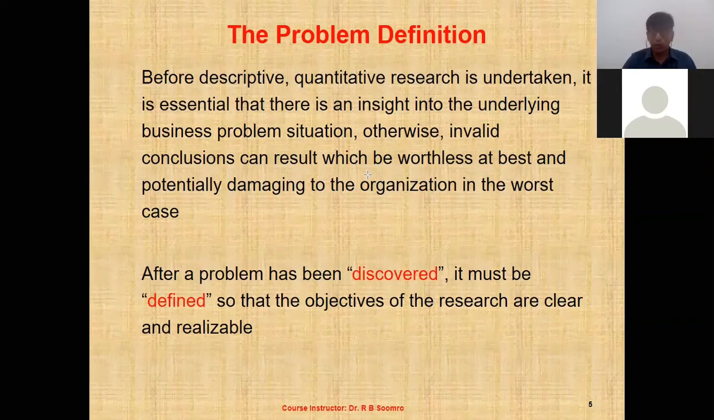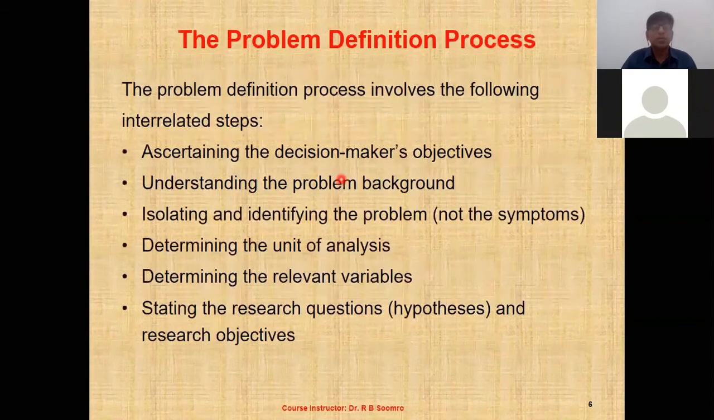You have to define the problem, and then the problem definition process involves an intermediate step, ascertaining the decision maker's objective. What is your objective as a decision maker? Your objective may be to maximize the market share of your company, to satisfy the maximum number of customers by enhancing the quality of your products, understanding the background of the problem, isolating and identifying the problem. So now it's very important to isolate the symptom from the problem.